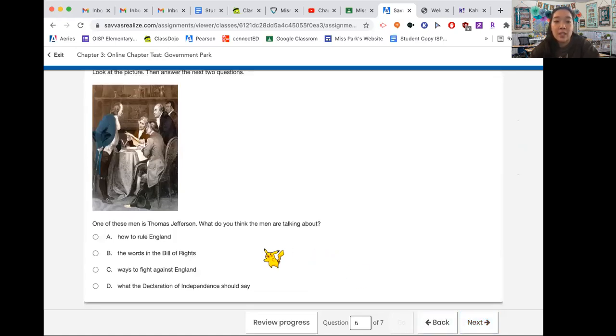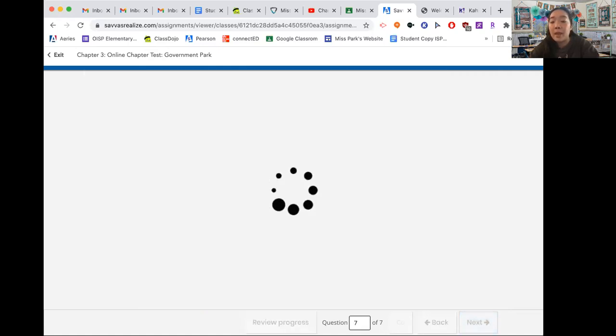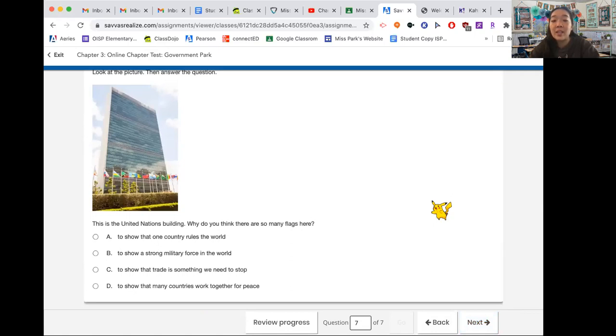Next one. One of these men is Thomas Jefferson. What do you think the men are talking about? Remember, we looked at this one: how to rule England, the words of the Bill of Rights, ways to fight against England, what the Declaration of Independence should say. And remember, they're declaring their independence. And then the last question, this is the United Nations building. Why do you think there are so many flags here? To show that one country rules the world? No. To show a strong military force in the world? No. To show that trade is something we need to stop? No, we encourage trading. To show that many countries work together for peace.